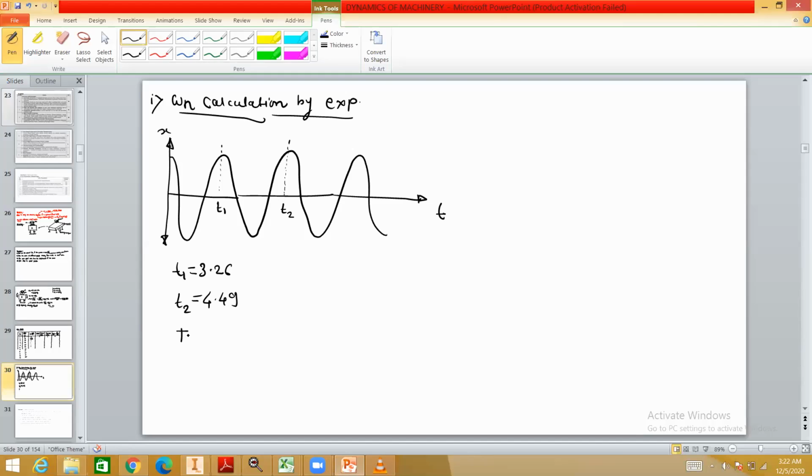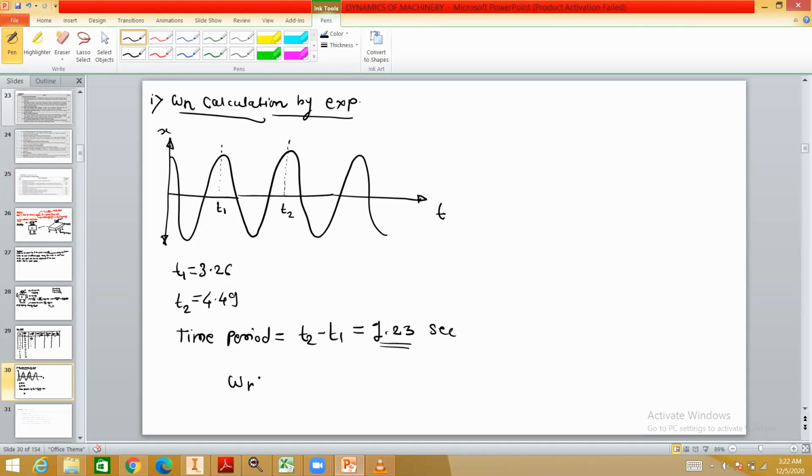So time period is equal to t2 minus t1. So this is equal to 1.23 second. Okay, and from this we will find out our natural frequency.